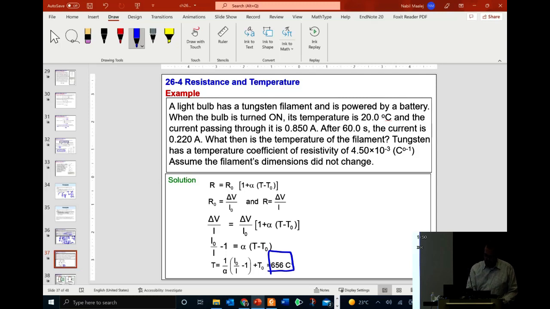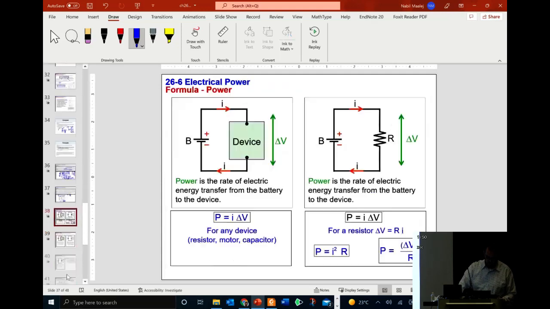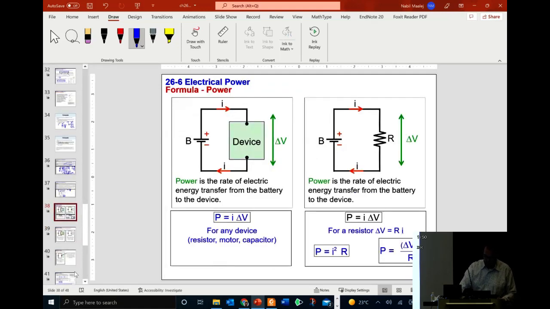So this is a very important equation, and you can see problems sometimes combining the temperature effect and other aspects of Ohm's law, or R is equal to rho L over A, and so on. So you have problems that can use more than one concept at the same time. The last concept we want to cover is the power.